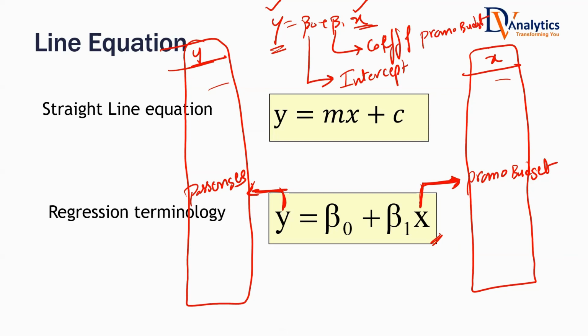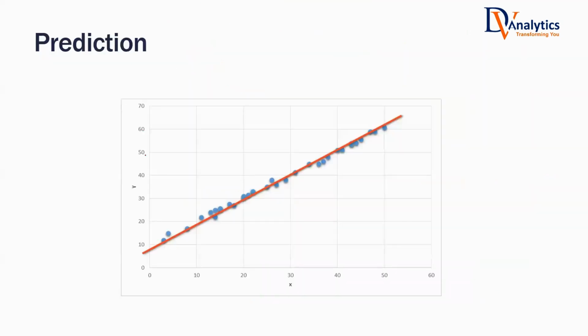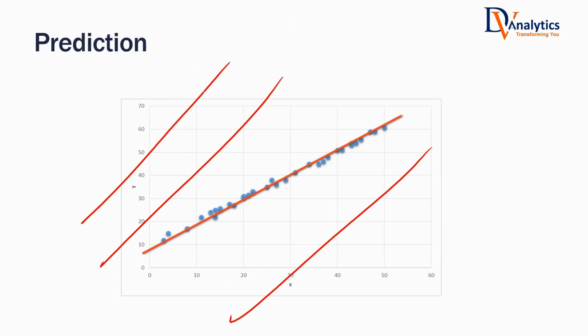Once you find beta naught, beta 1, your regression line is ready. So there is a mathematical procedure called OLS, ordinary least squares. Basically, to find the values of beta naught, beta 1, we use OLS. What this OLS procedure internally will do is, it'll try different values of beta naught, different values of beta 1, because if I change the value of beta naught, beta 1, the line changes.